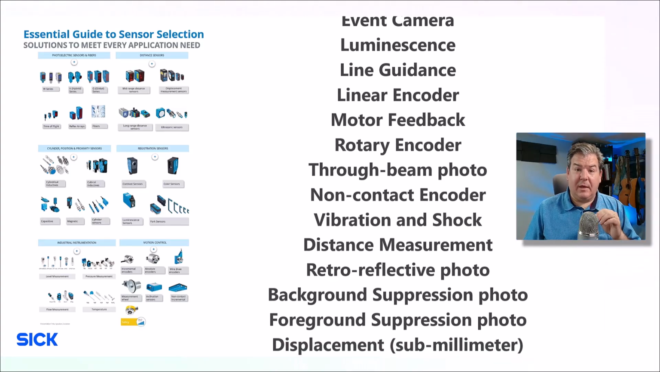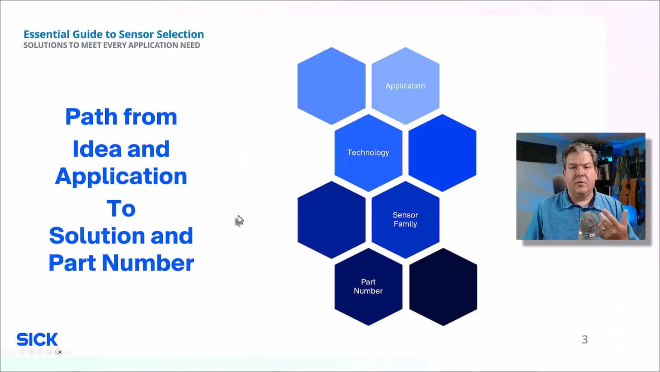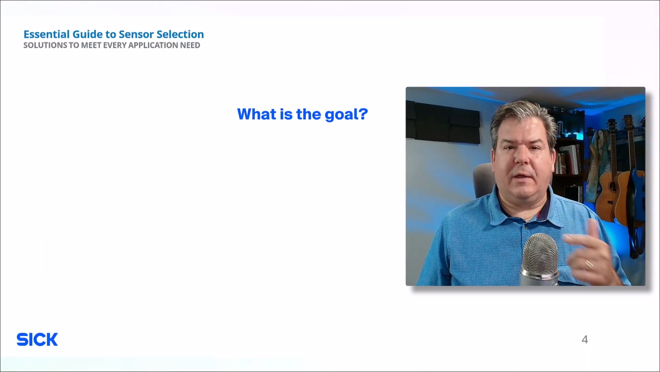So I like to help you on a path from your idea and application to a sensor and a solution. And that's probably why you're here. You've got an idea of something you want to do, or you need something that can trigger another automation task. That's the first place to start. So the first question to ask yourself is, what is your goal? What are you trying to do?